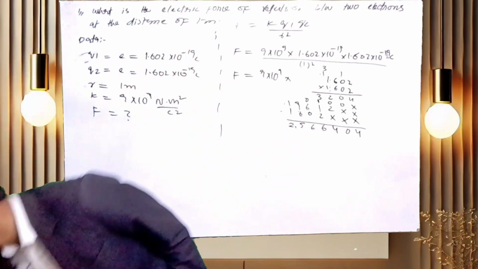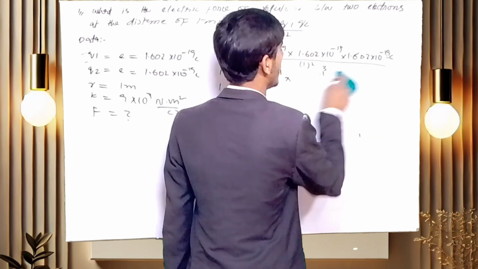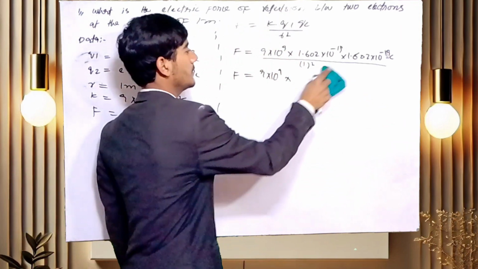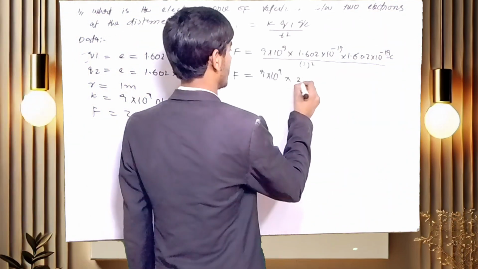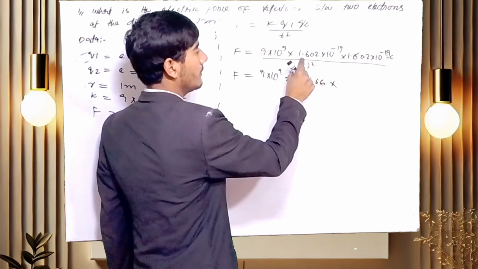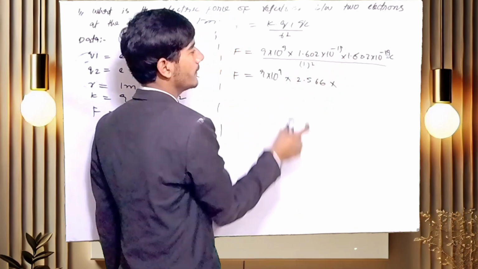Okay, 2.566. Remember it, otherwise I will forget it. What should I write? 2.566. That means 1.602 times 1.602, I multiplied and the answer is 2.566.